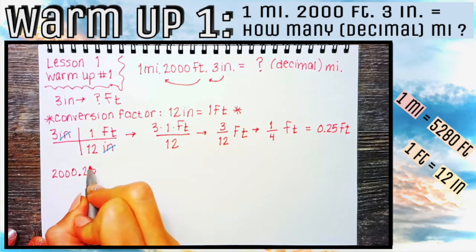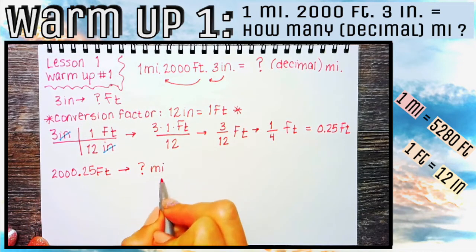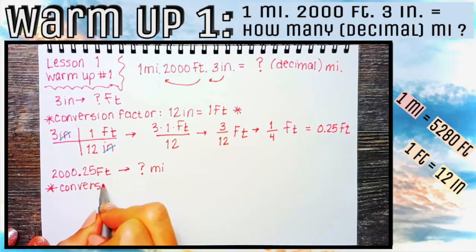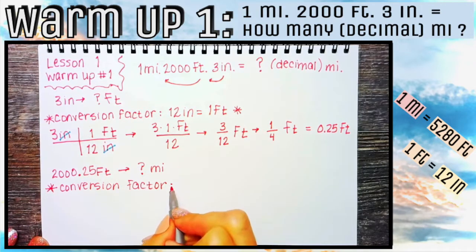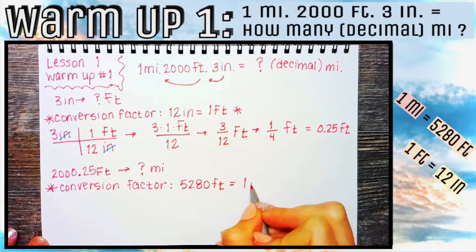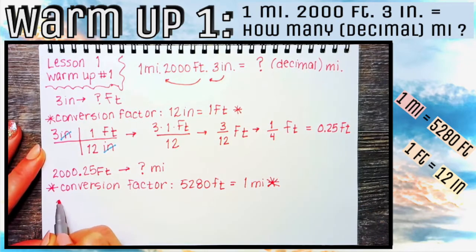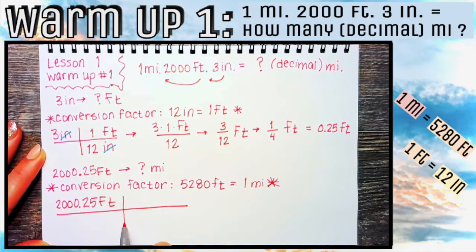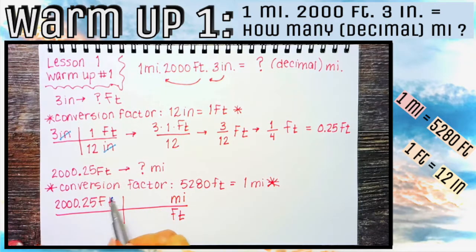Now we want to convert 2,000.25 feet into miles. We need a conversion factor or conversion fact. That fact will be that 5,280 feet equals 1 mile. 2,000.25 feet goes in the top left corner. Feet needs to reduce, so the units feet will go on bottom in the next column. And we're going to miles, so that needs to go on top. 1 mile is equal to 5,280 feet.